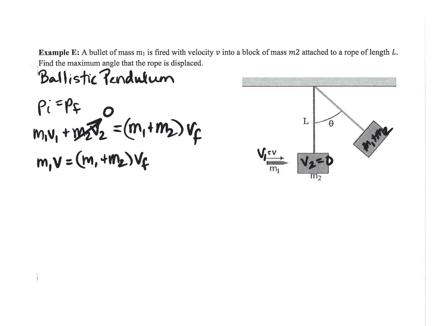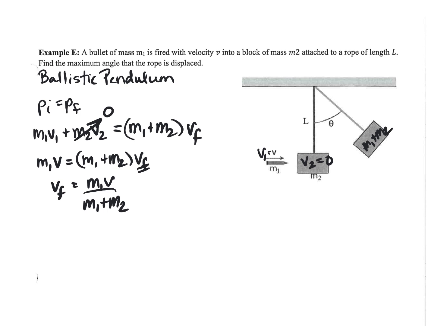final. Okay? So now, we know that the final velocity of this block right after it hits, the velocity of the block right after the bullet hits it, is what this is. Okay? So that is going to be equal to M1V divided by M1 plus M2. Agreed? We just divide both sides by M1 plus M2.